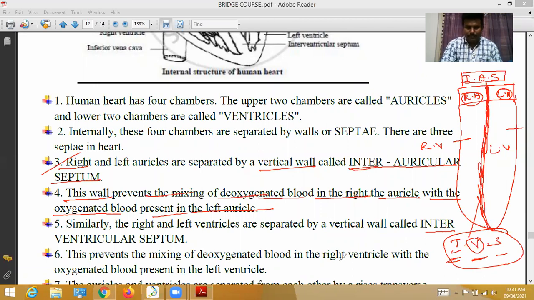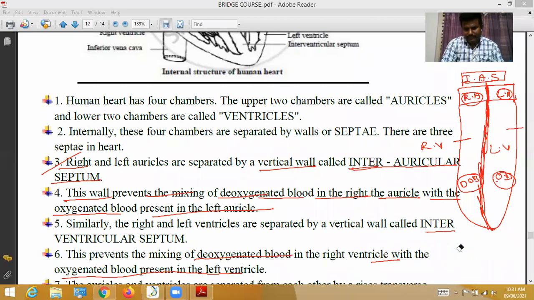This septum prevents the mixing of deoxygenated blood from oxygenated blood. It prevents the mixing of deoxygenated blood in the right ventricle with the oxygenated blood present in the left ventricle. Okay, that's all.